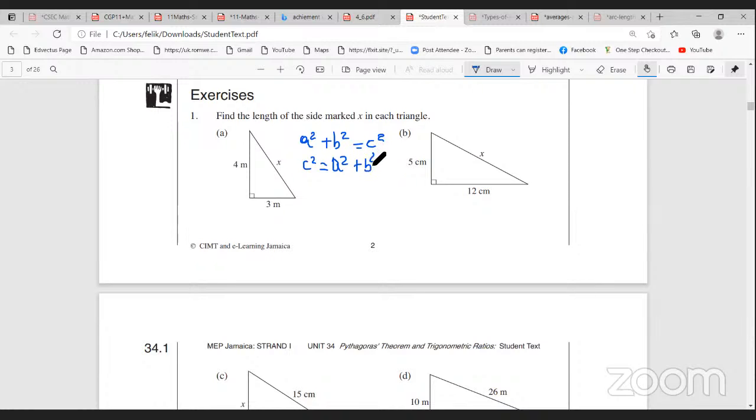C squared, C is the hypotenuse. So anything on the hypotenuse is C. So what's the hypotenuse in this triangle? X. So we're going to have x squared. And then for a squared and b squared, it doesn't matter which side you put first. X squared equals.